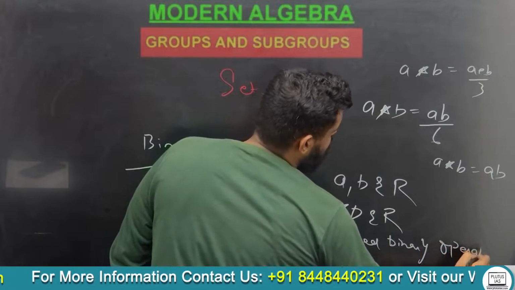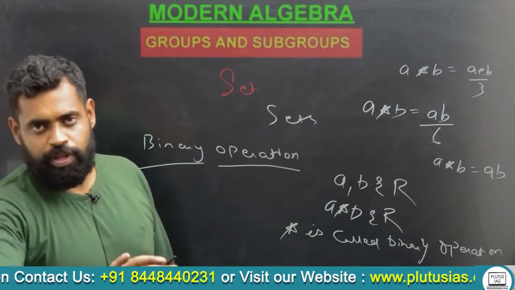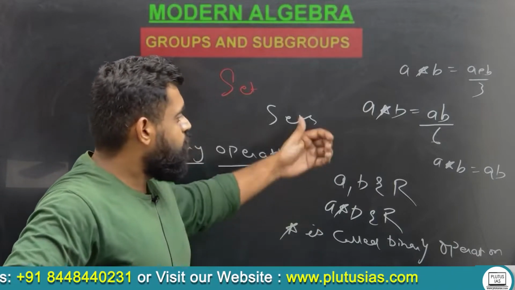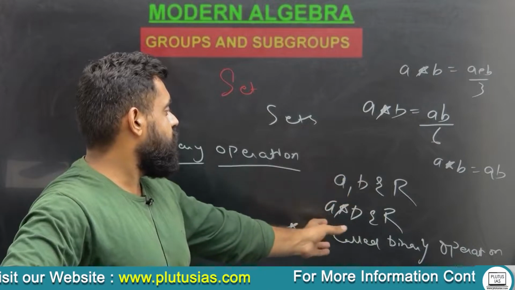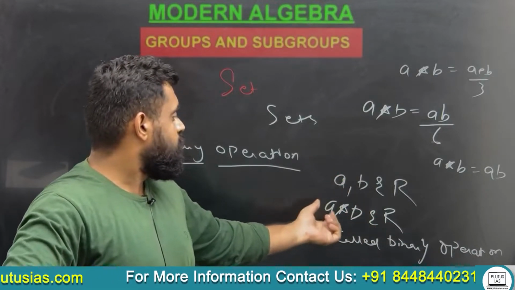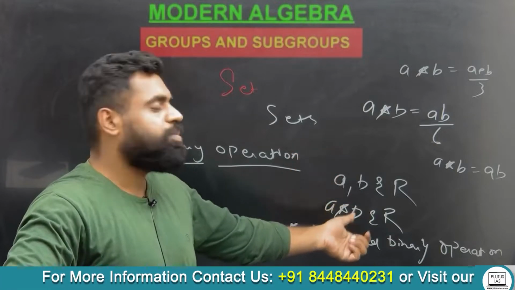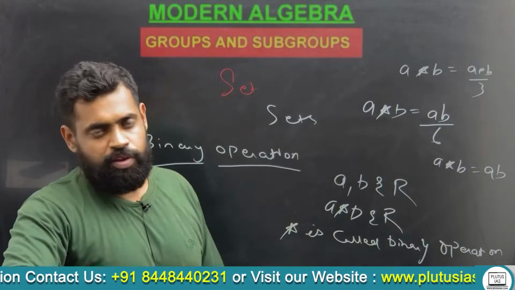These things you have learned up to your class 12th level. That is, an operation is said to be a binary operation if, in a given set, a operation b for every a, b belonging to R also belongs to R. So it is a binary operation.